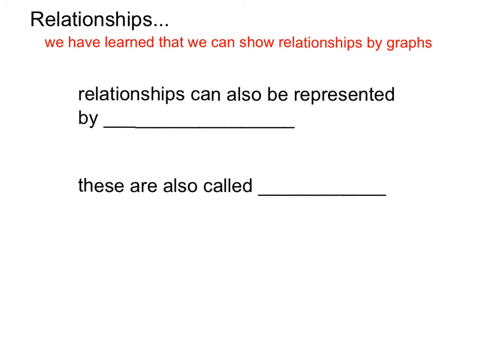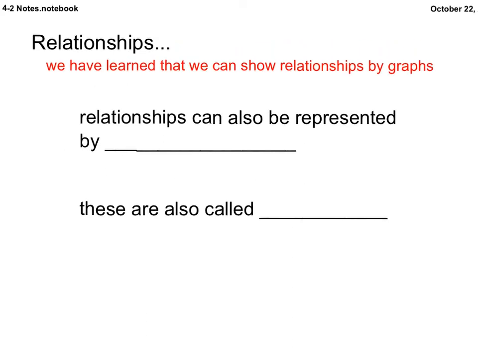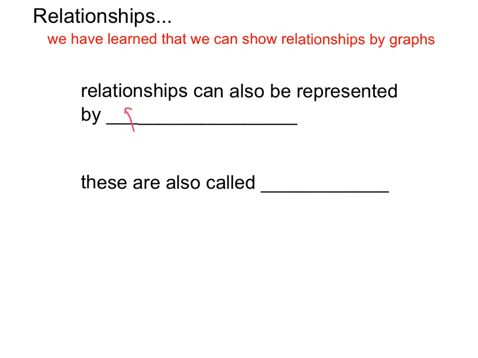Now we have already learned that we can show relationships by graphs. And that's what we did in section 1, is that we looked at some things and we said, okay, well, we have age and height and age and weight, and all these things are related to each other, and we call that a relationship. But we can also represent relationships by points. And so points on a graph basically represent a relationship between those two things.